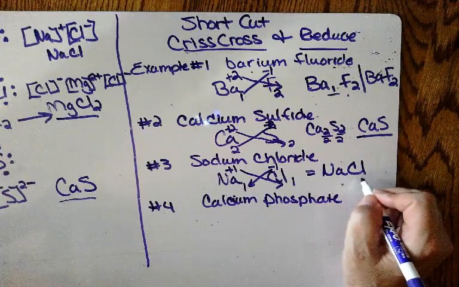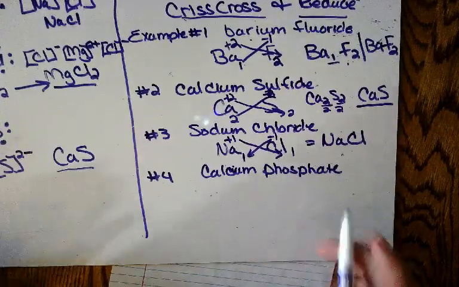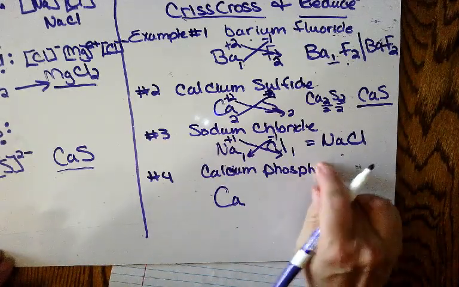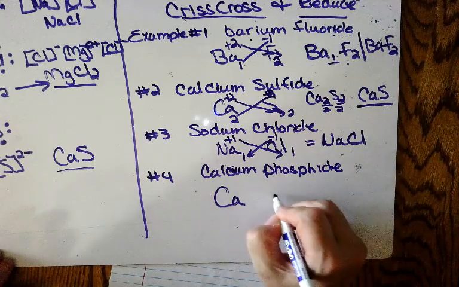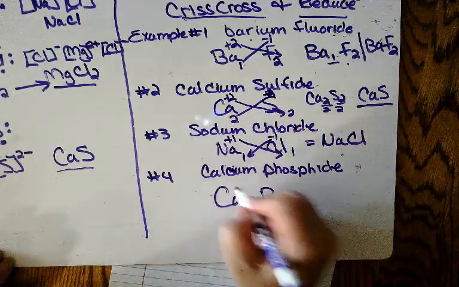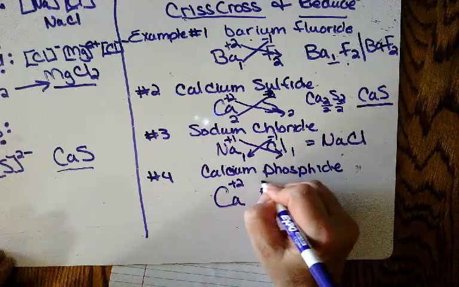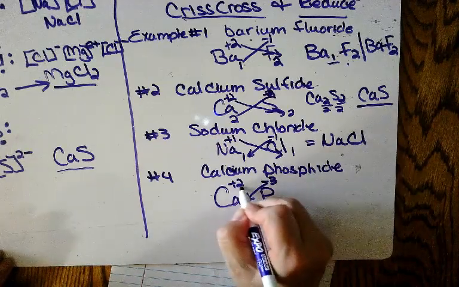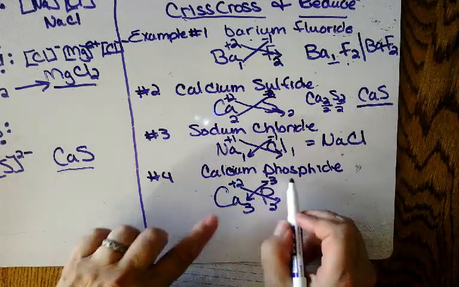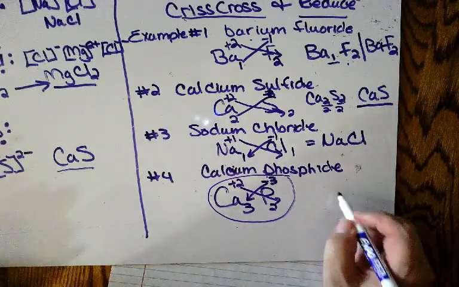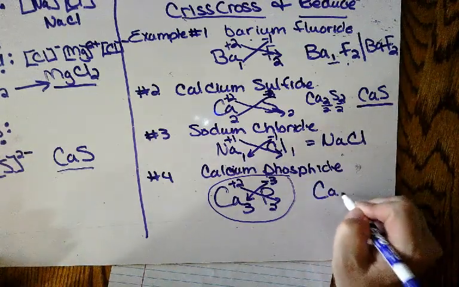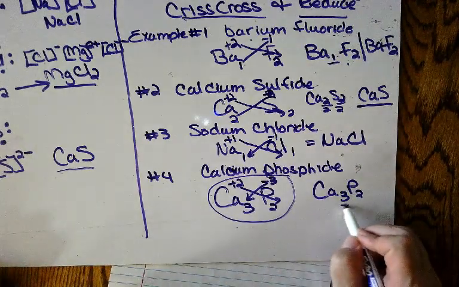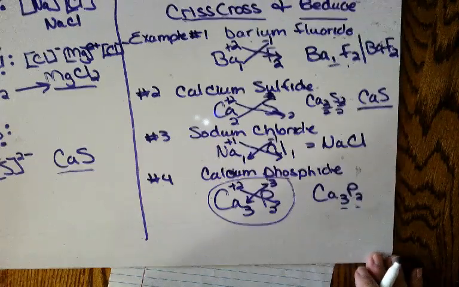Okay, let's check out calcium phosphate. Calcium, and it should be calcium phosphide because that's the formula, but it's the phosphate ion, and calcium's a +2. Phosphate is a -3. I'm going to crisscross and turn them into subscripts. So my 3 goes there and my 2 goes there, and you have to show me this if you want credit. So I have calcium 3, phosphorus 2. So I have calcium phosphide, and these are the correct subscripts. So that is the crisscross and reduce method.